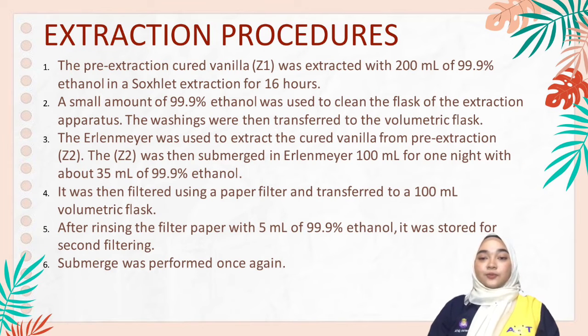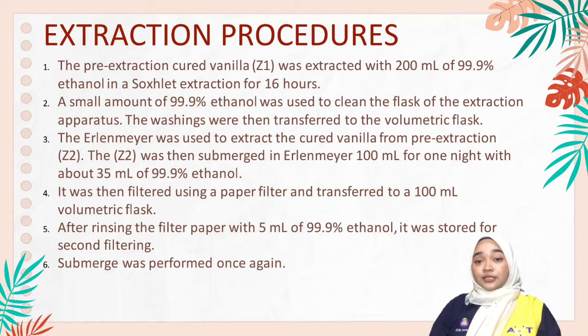Let's move on to the procedures for extraction. Pre-extraction Z1, pure vanilla was extracted in the solution extraction apparatus for 60 hours with 200 ml of 99.9% ethanol. After that, transfer into a 250 ml volumetric flask. Rinse the extraction apparatus flask with a small amount of 99.9% ethanol several times. Then pour the washings into the volumetric flask. Mix in with the ethanol until mixed up to the mark.